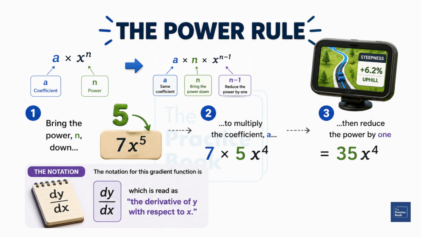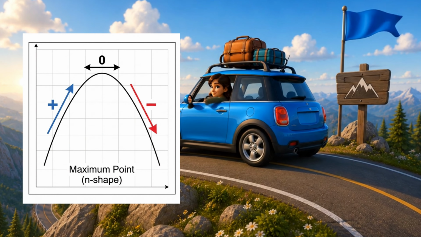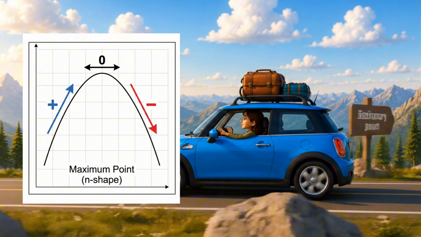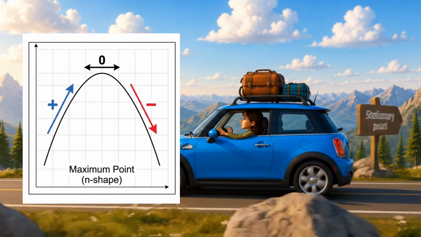Now, imagine you're driving higher and higher until you reach the very top of a mountain. For one brief moment, the road becomes perfectly flat before you begin driving downhill. That perfectly flat point is called a stationary point. The same thing happens at the bottom of a valley. As you drive downhill, the road eventually becomes flat before you start climbing uphill again. These are exactly the points we're looking for in calculus.